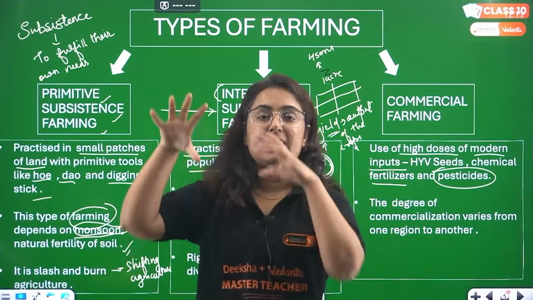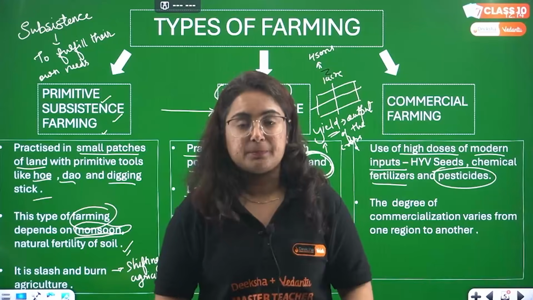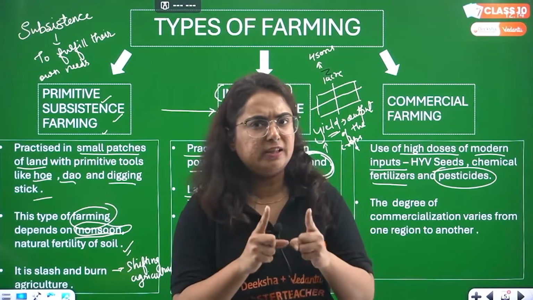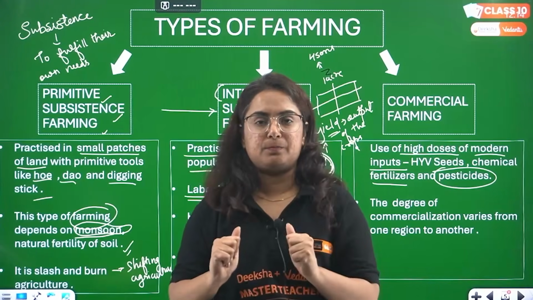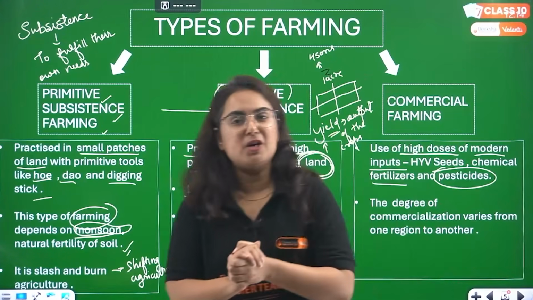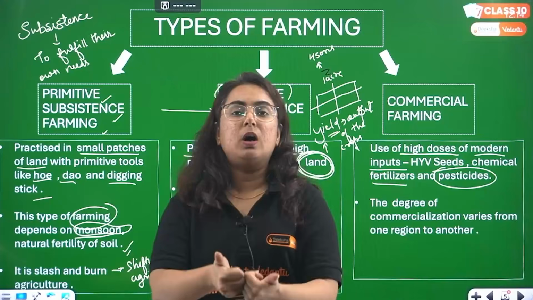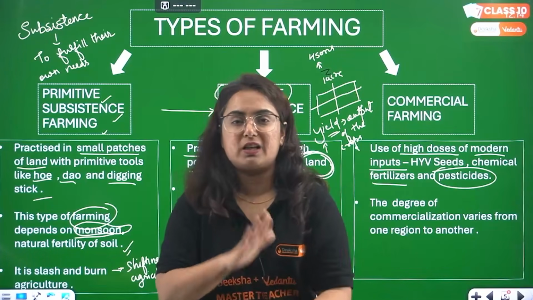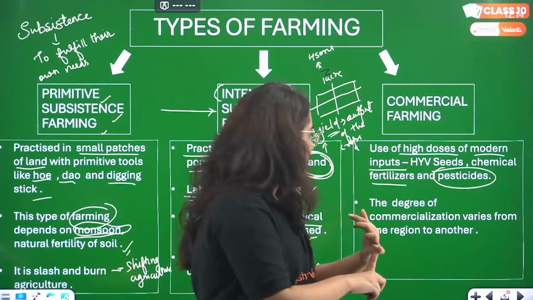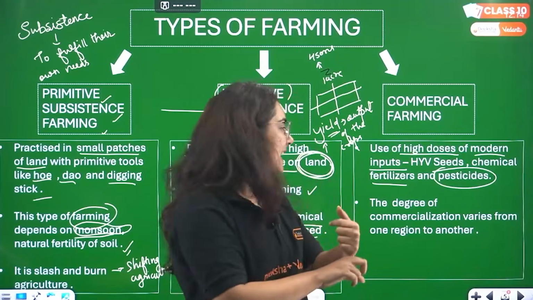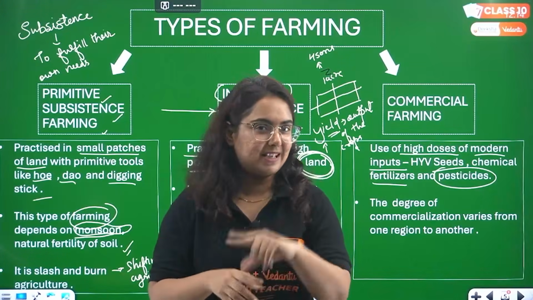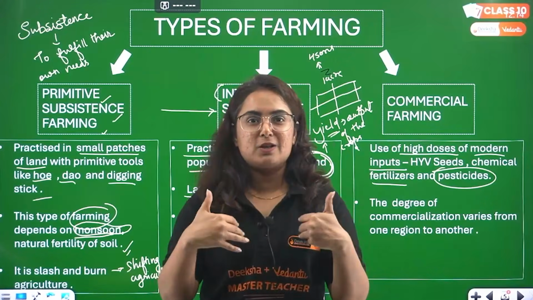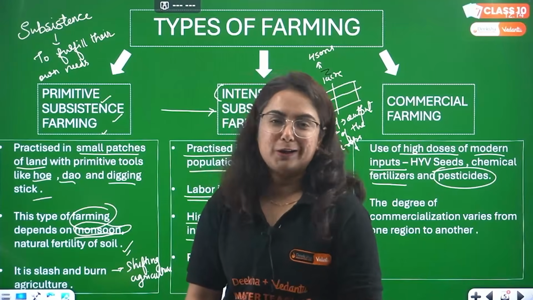Primitive subsistence. Subsistence means for self-consumption. Primitive means old method. Intensive means something is intense here, and what is that? The population. Coming towards the third one, that is commercial farming. The name itself says to earn profit. How do we earn profit? By using modern inputs. And what are those? HYV seeds, right? Chemical fertilizers and pesticides. I just took a pause so that I don't use the wrong word over here.